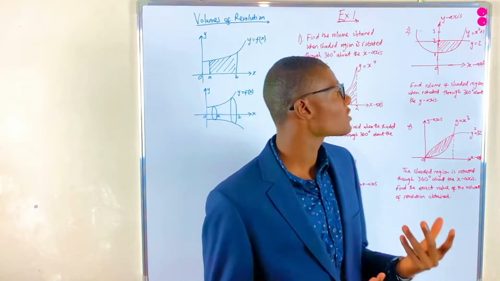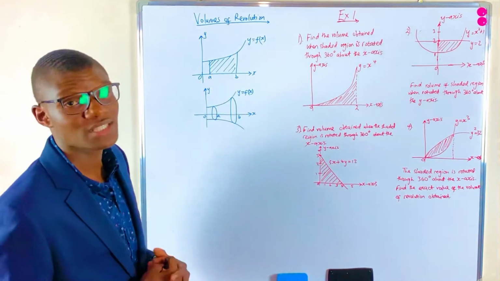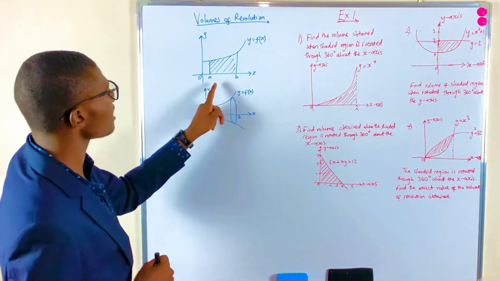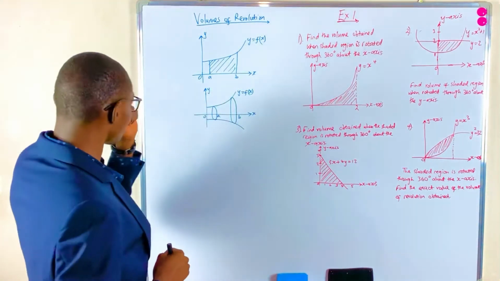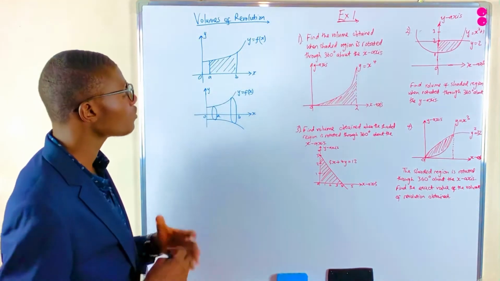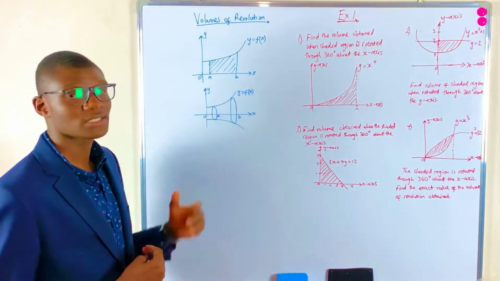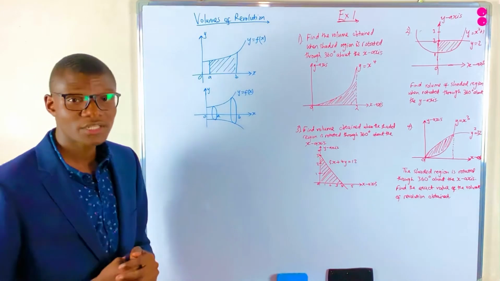So to start off, we shall study this shaded region. It is bounded by the curve y is equal to f of x, the lines x is equal to a, x is equal to b, and the x-axis. Now, if we rotate this shaded region through 360 degrees about the x-axis, we form this solid, which we call a volume of revolution.